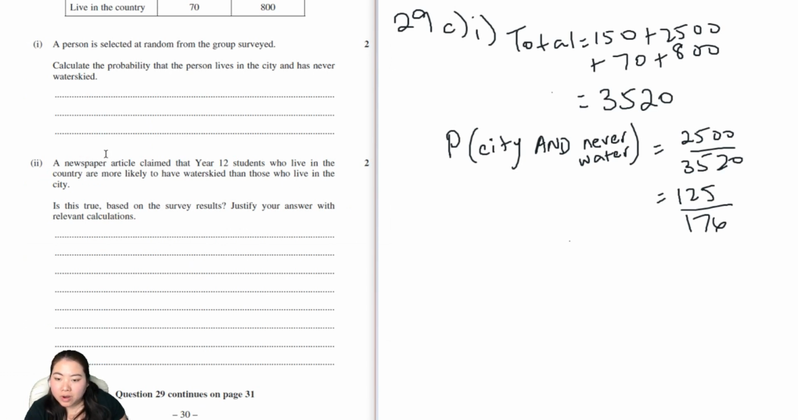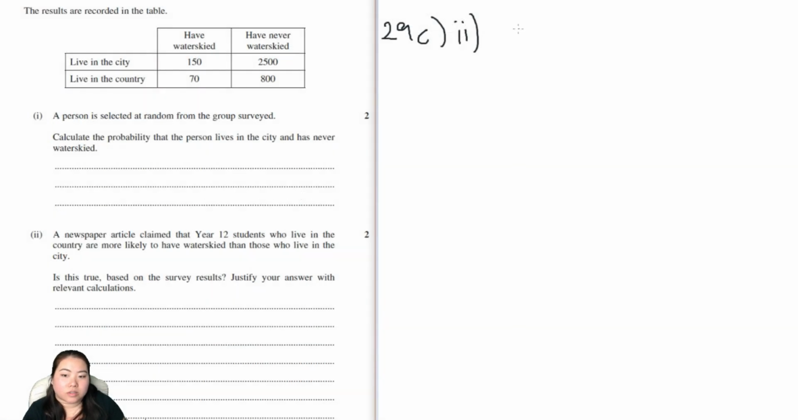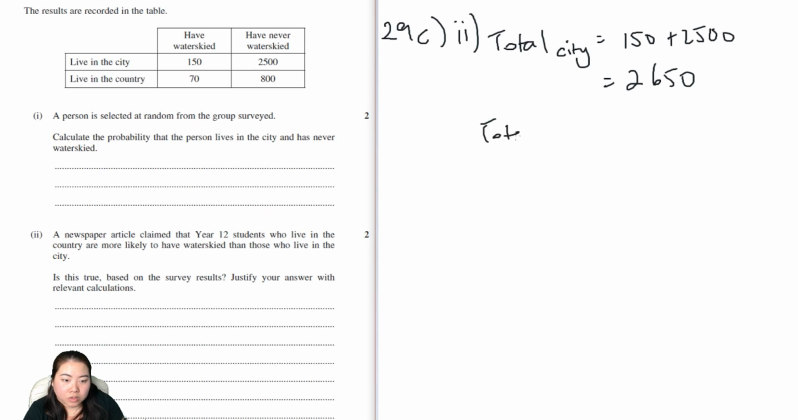Number 2. A newspaper article claimed that Year 12 students who live in the country are more likely to have water skied than those who live in the city. Is this true based on the survey results? Justify your answer with relevant calculations. Let's do the city first. We need the total for the city, which is 150 plus 2,500. That's 2,650 people. The total for the country is 70 plus 800, which is 870 people.